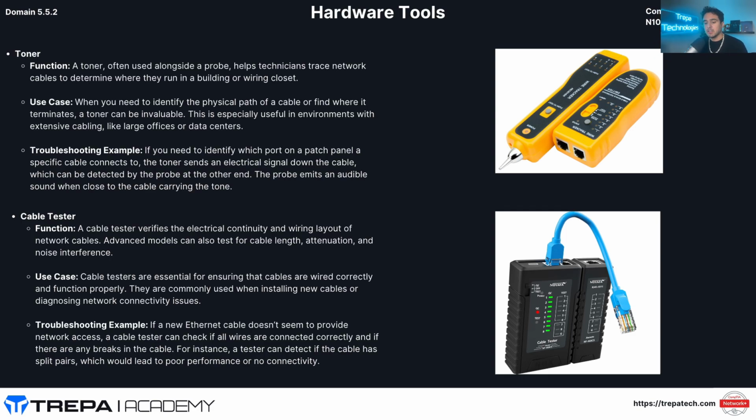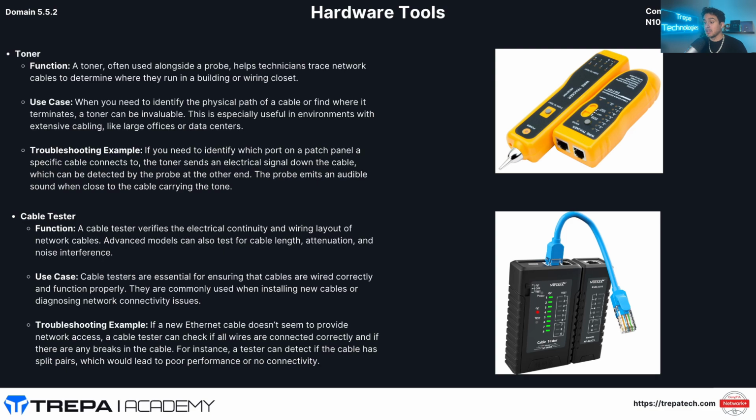So we have a toner. A toner, often alongside a probe, helps technicians trace network cables to determine where they run in a building or wiring closet. A good use case for them is when you need to identify the physical path of a cable or find where it terminates. A toner can be used for that.